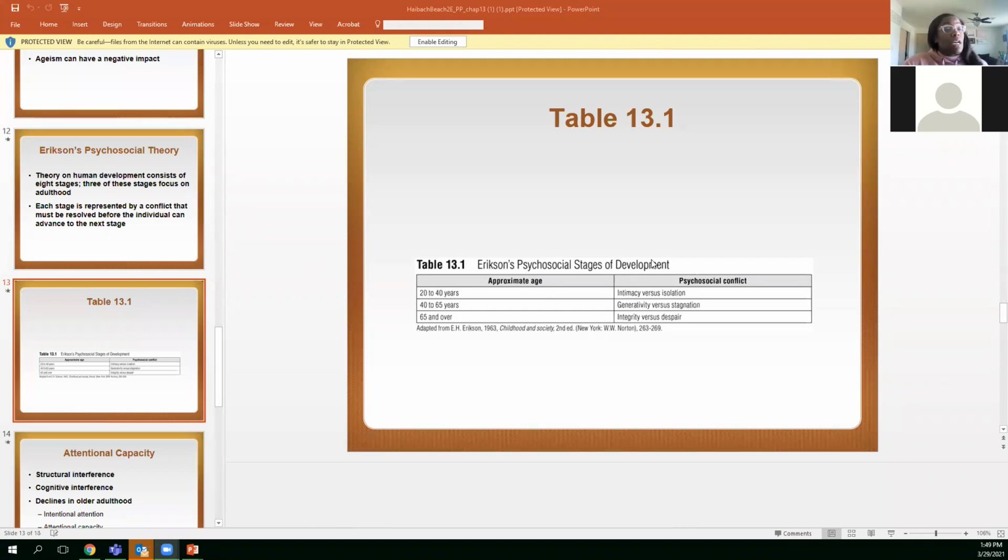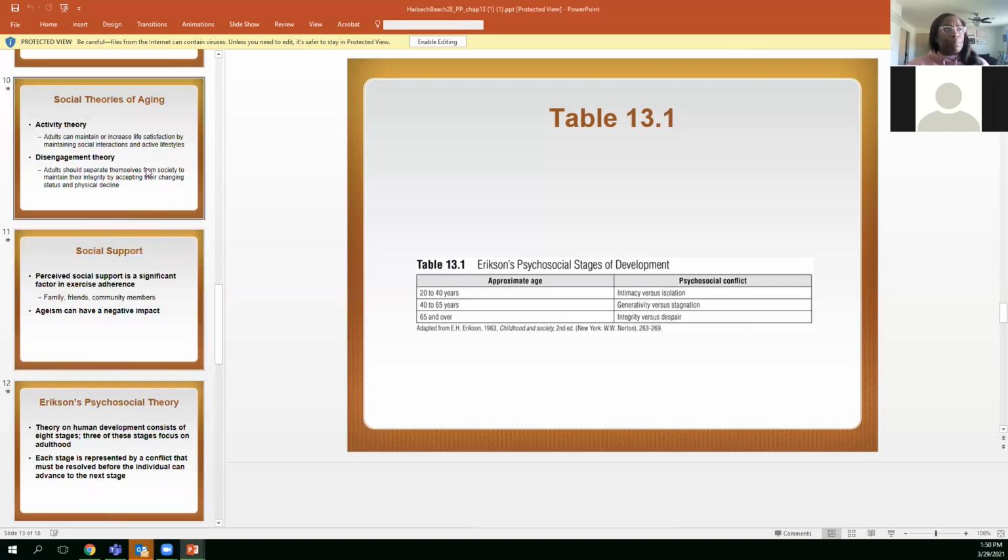A few things it's important for you to know about table 13.1, about Erikson's psychological stages of development. As adults, we go through 3 different stages. It's important for you to really know the differences: intimacy versus isolation, generativity versus stagnation, and integrity versus despair. Make sure that you are reviewing that particular chart.